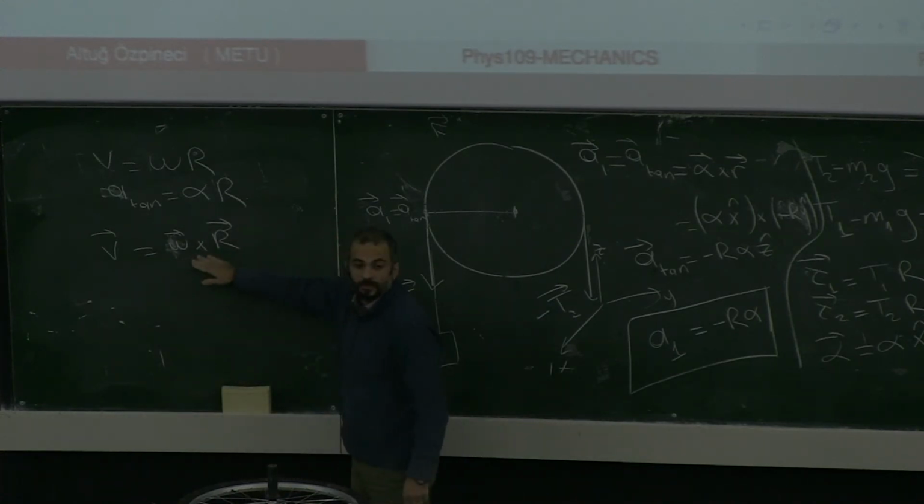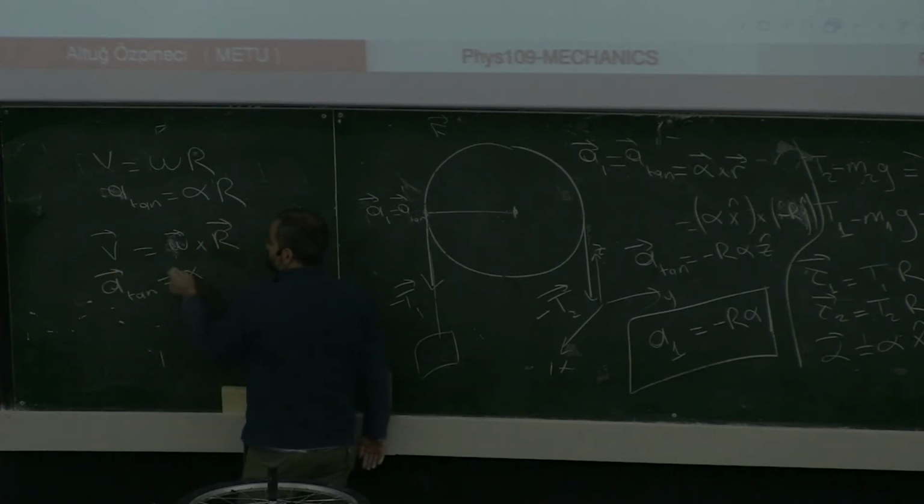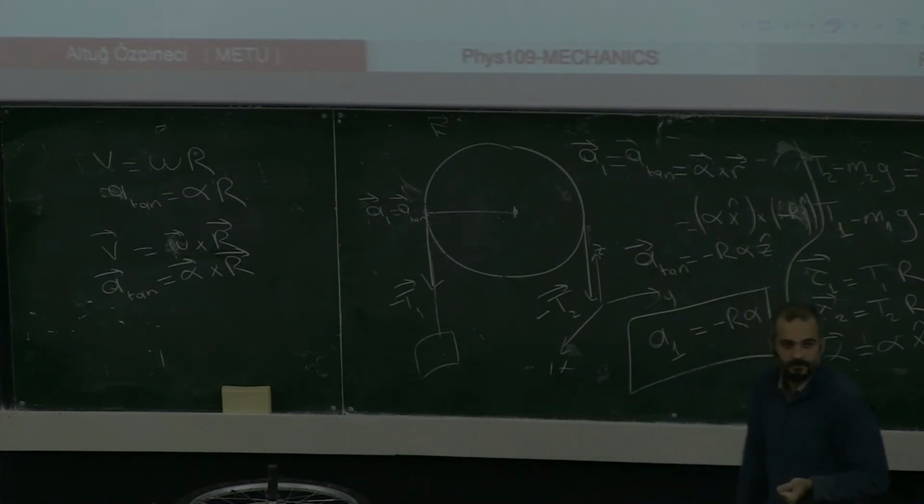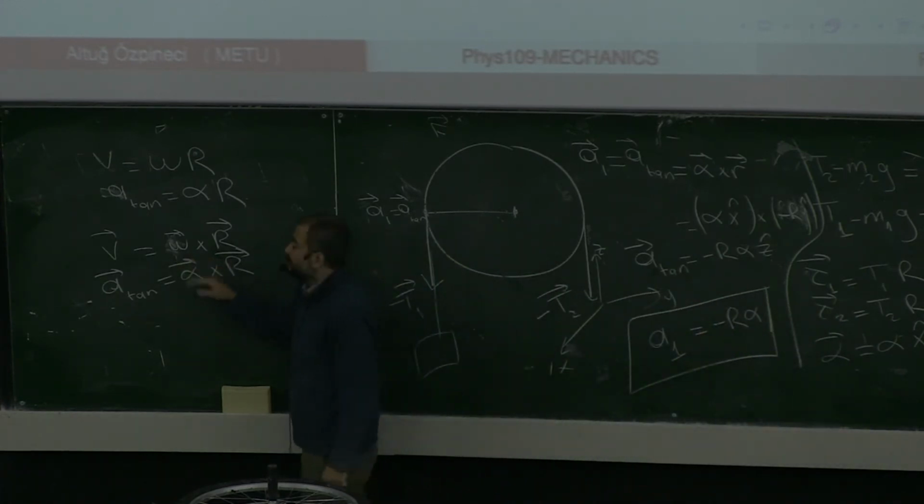Now v is omega cross r. So the tangential acceleration is alpha cross r. This is my tangential acceleration. Now, how do I know that the velocity is omega cross r? Well, the magnitude of the velocity is always omega times r.